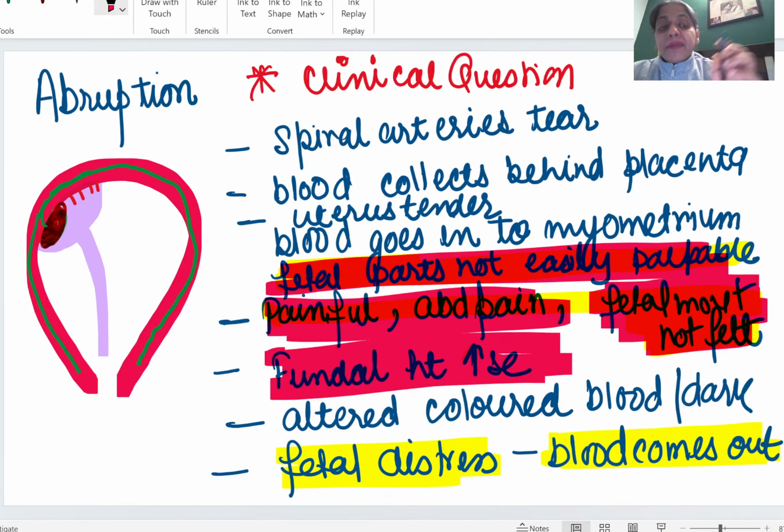It means that this is a case of abruptio placenta. What is the triad of abruptio placenta? All of you tell me. Fetal parts not easily palpable, painful abdominal pain, and the fundal height increases. This is a triad: painful abdomen or uterus tender to touch, fundal height increase, and bleeding. And next, come on everyone, fetal distress. There is fetal distress, because spiral arteries are tearing, so there will be fetal distress.